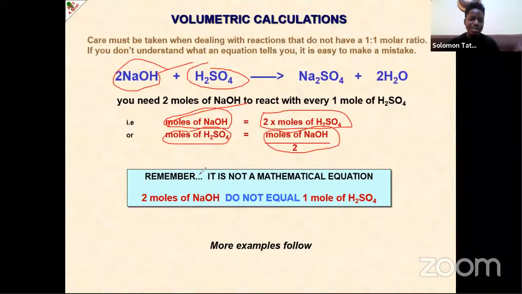So again, this is not a mathematical equation. It's just that we are representing the reaction ratio. It doesn't mean that the 2 moles are exactly equal to this, but just saying that the moles of sodium hydroxide that react will be 2 for each 1 mole of sulfuric acid. That's it.